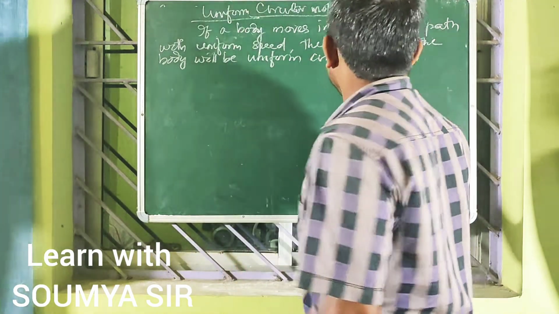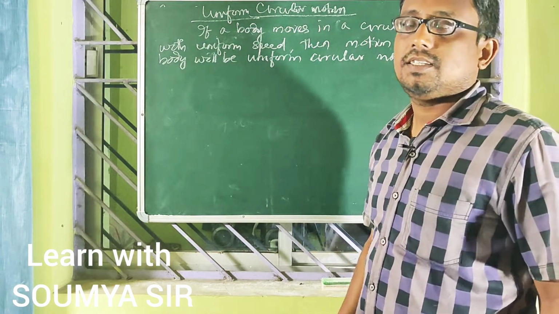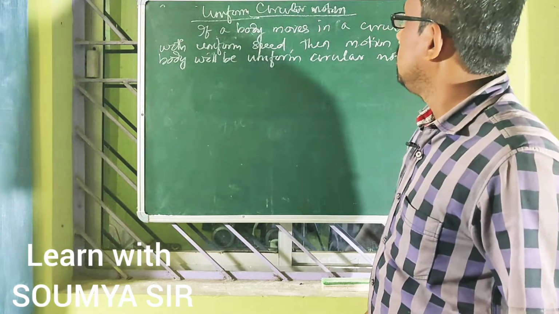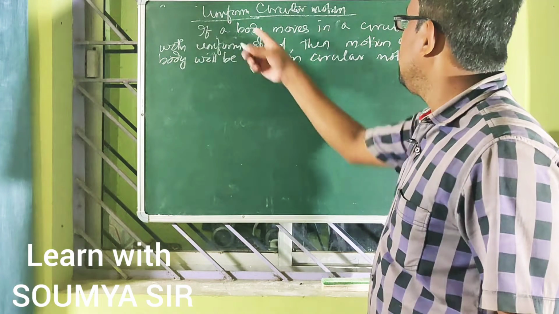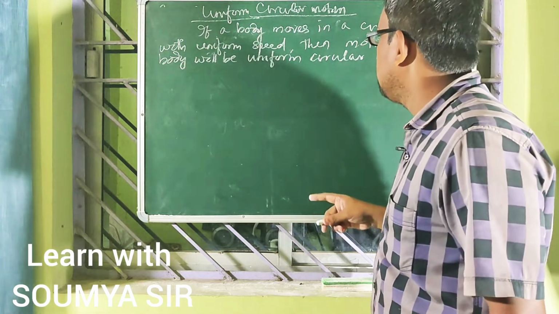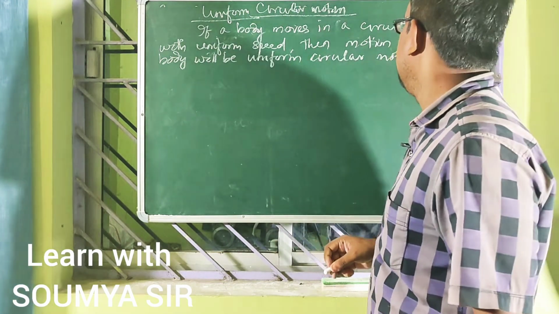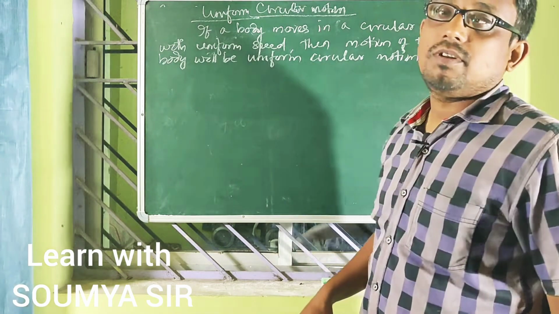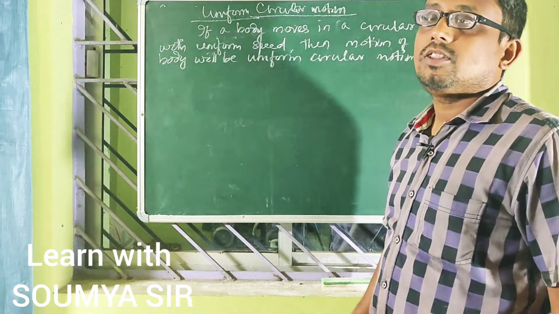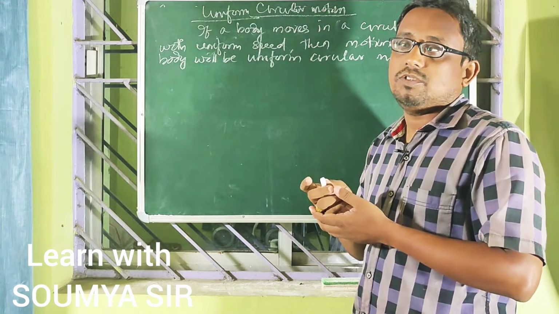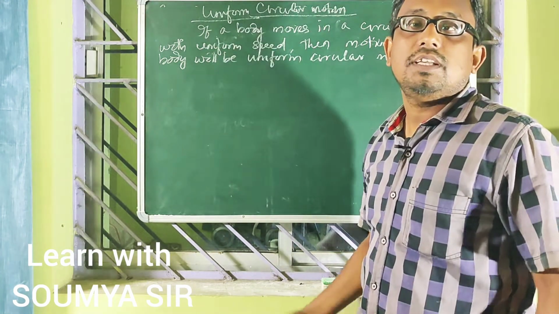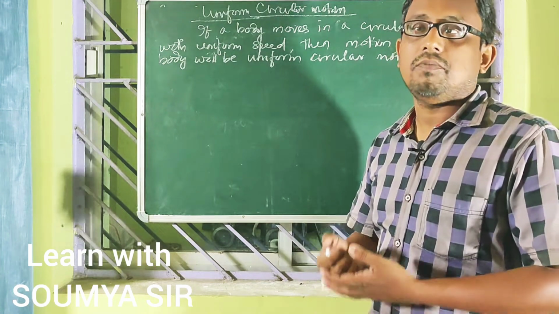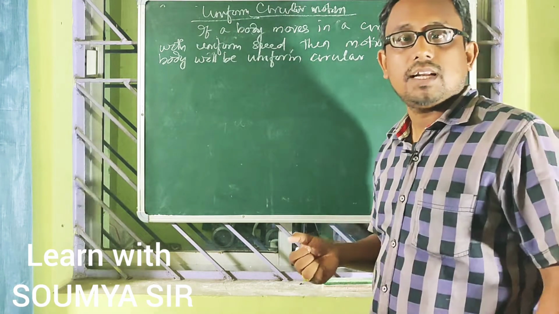Many students make silly mistakes. They write that when a body moves in a circular path with uniform speed, it is called uniform circular motion. That is wrong. The motion of the body is uniform circular motion, not the body, because it specifies the motion. The body is not uniform circular motion. The body is in uniform circular motion.